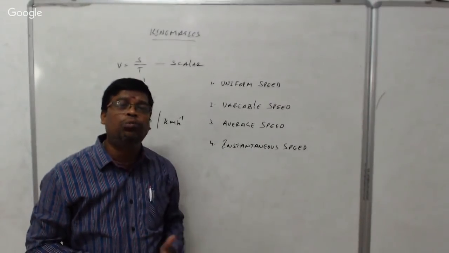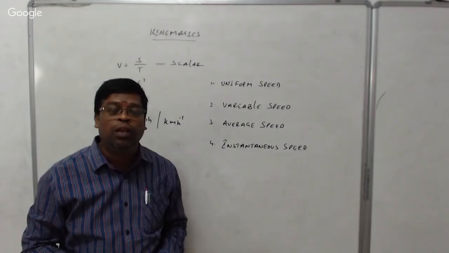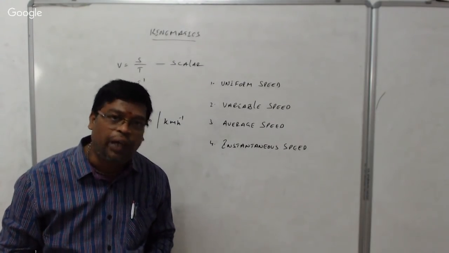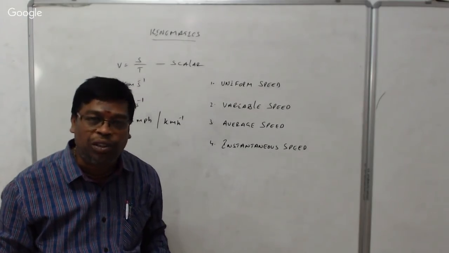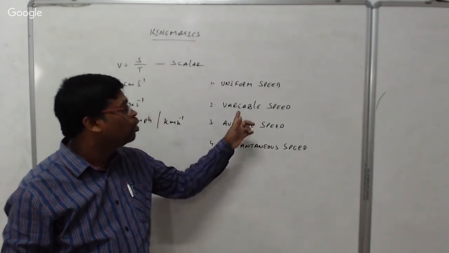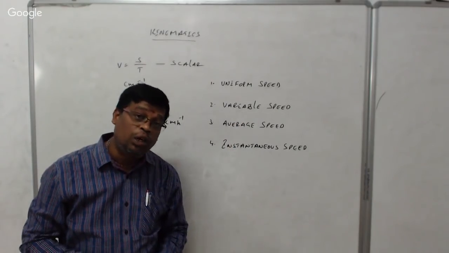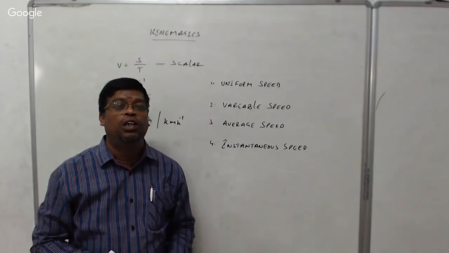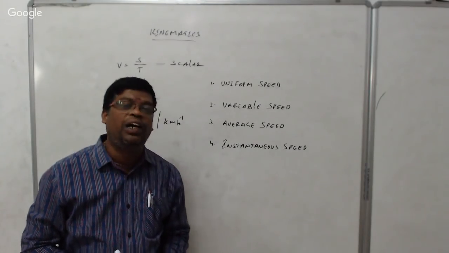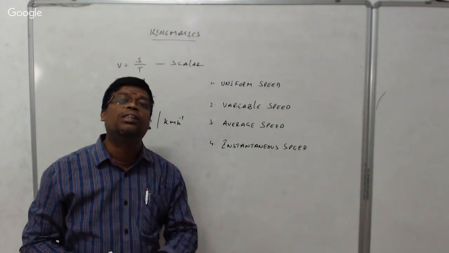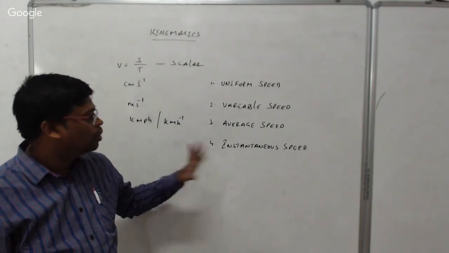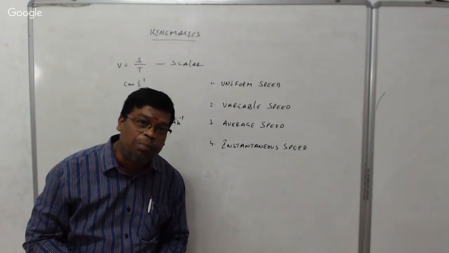What is a uniform speed? A body is said to be moving with uniform speed if it covers equal distances in equal intervals of time, however small the time interval may be. Next, variable speed. A body is said to be moving with variable speed if it covers equal distances in unequal intervals of time or unequal distances in equal intervals of time. Next, instantaneous speed.